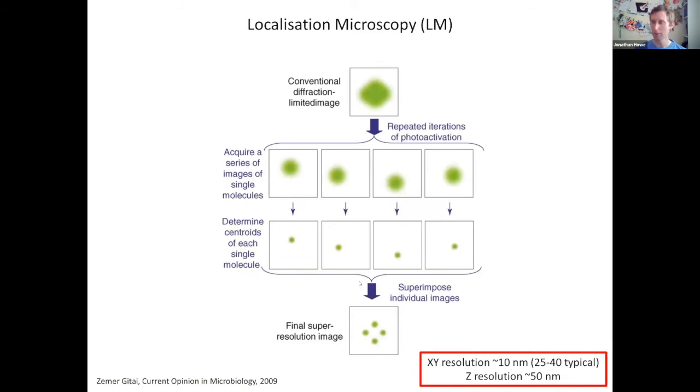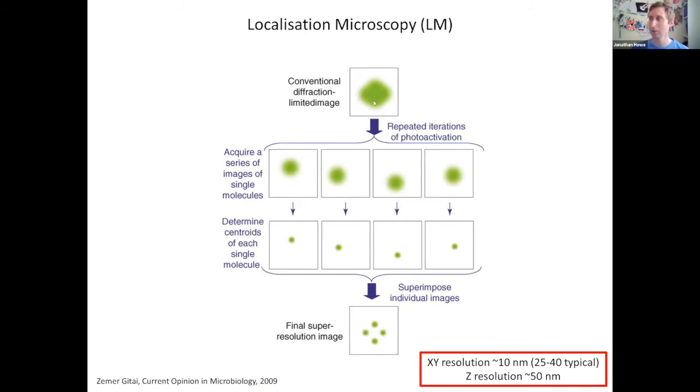So localization microscopy works like this. In the standard diffraction limited image, you have multiple fluorophores, and the PSFs of those fluorophores essentially overlap, so they're unresolvable. So you can't really tell in this blob how many fluorophores there are.